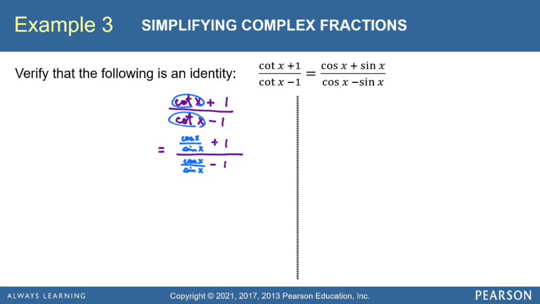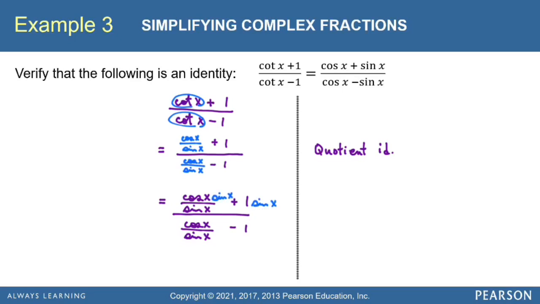Okay, now what kind of identity did we use to make that change? That was a quotient identity. And now, of course, we just want to simplify the complex fraction. Look at both little denominators. They are both sine of x. So I know that I need to multiply every term in the top and every term in the bottom by sine of x. Now, just for clarity, I'm going to recopy this so that you can see what's happening in the next step. And we said multiply every term in the top by sine of x and every term in the bottom by sine of x.